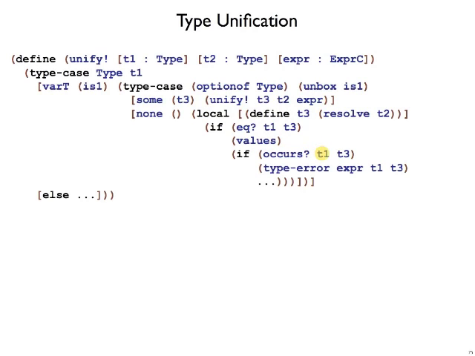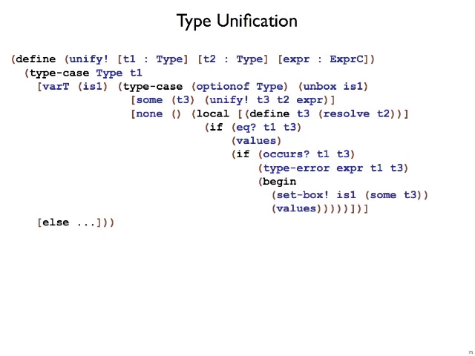Otherwise, we need to make sure that T1 does not occur inside T3. So we use an occurs check. If T1 does occur inside of T3, then we can't equate T1 and T3, and we have to raise a type error. But if T1 does not occur in T3, then we can just assign T1 to be the same as T3. That is, we set the box, is1, which was inside T1, to some T3. And then we return nothing in particular because unification has succeeded. If in the future T1 is used again, then we will end up noticing that it has some assignment T3, and we'll recur with that T3 in the future.